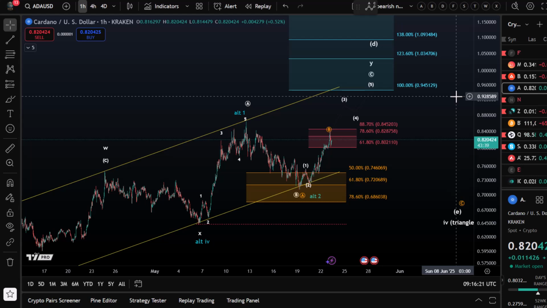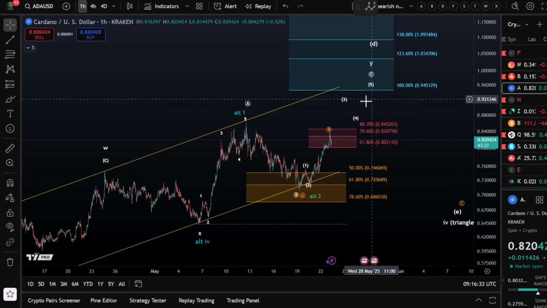Here on the ADA chart, the market is currently still grinding higher. We had a phenomenal reaction to the orange micro support region in which we expected a low in either wave B in white of our Y wave to the upside.